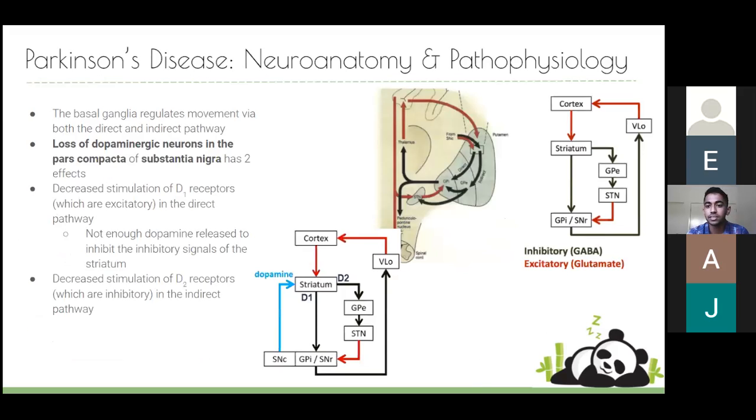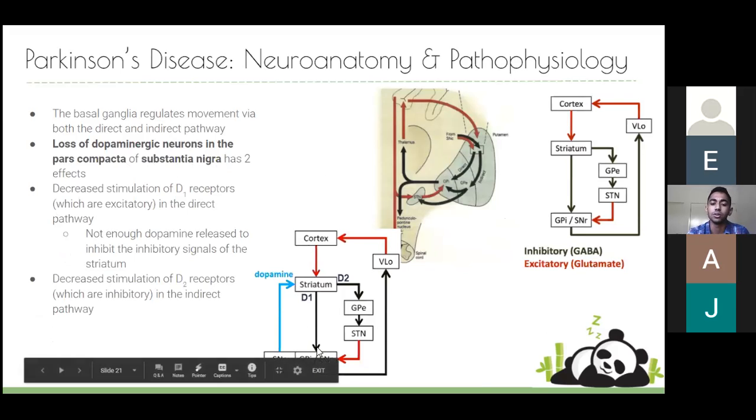How does it work? These are the pathways. I'm not going to focus on it too much because I assume it would have been talked about in previous lectures, but it's basically just a loss of dopaminergic neurons in your pars compacta of the substantia nigra. And that's going to lead to all these different symptoms in here. And that's kind of just in words there.